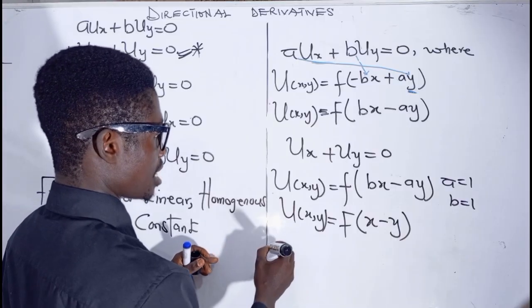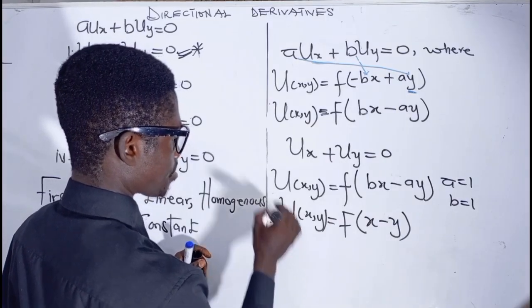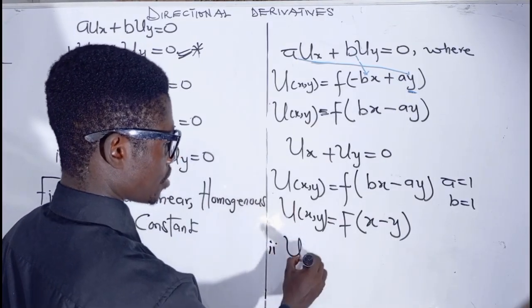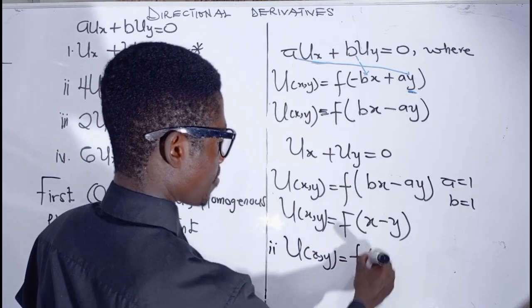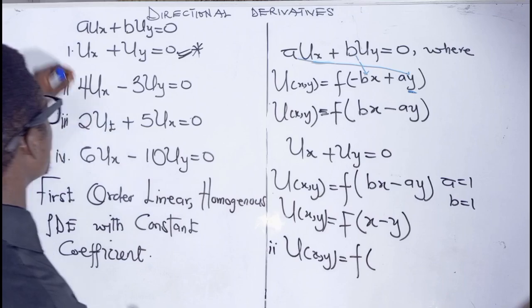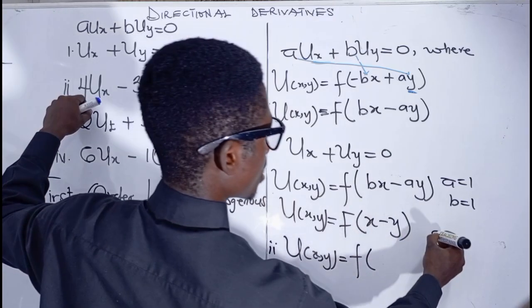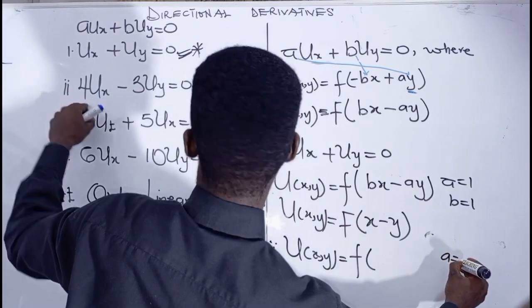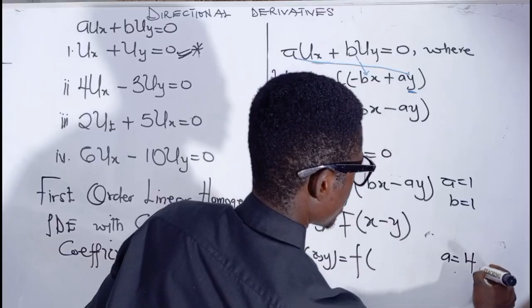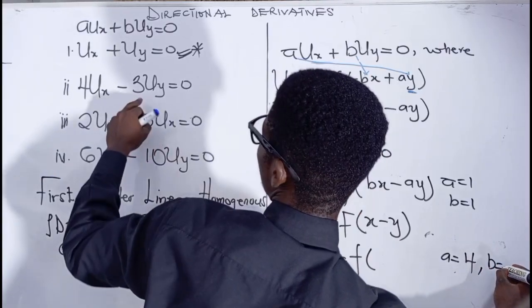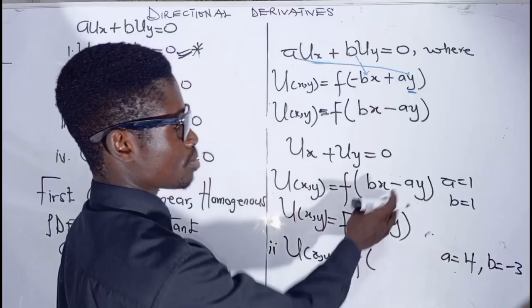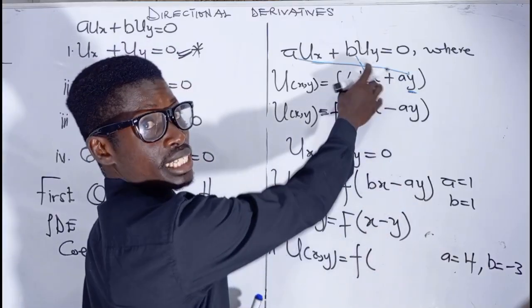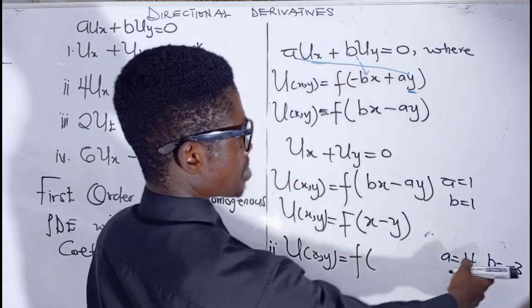Let's look at the next one, which is the second. So our general solution is going to be u(x, y) equals a function of. So from here, our a is equal to 4 and our b is equal to -3. So once we have that, we are just going to plug it in place of any one of these. So we are going to have our b is -3.